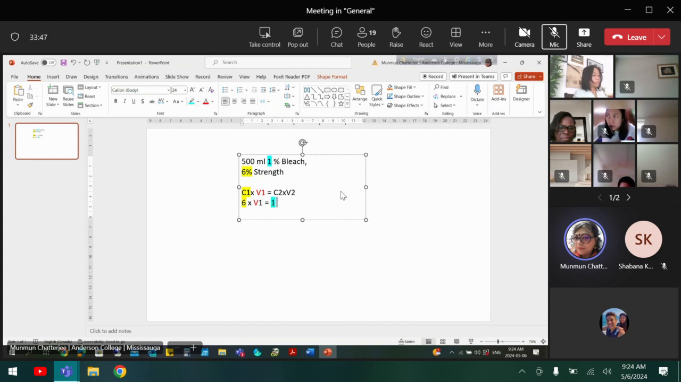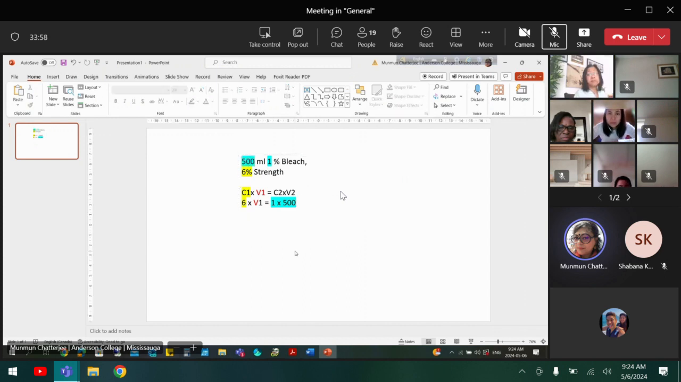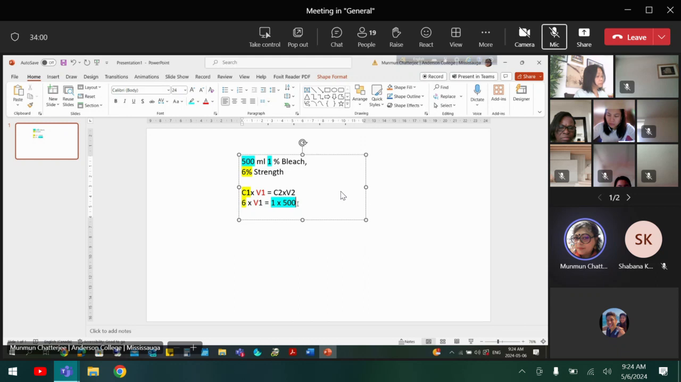Next, times we have 500. To make 500, right? Okay, 500. So I put it on both sides. I just put this one the same color, so we know this factor, what you have to make. So now you know V1, how much is going to be V1 then?